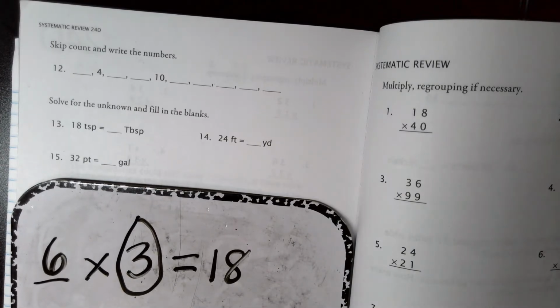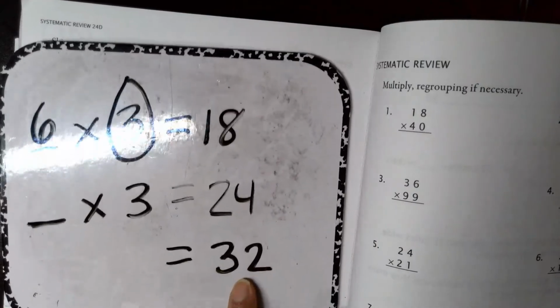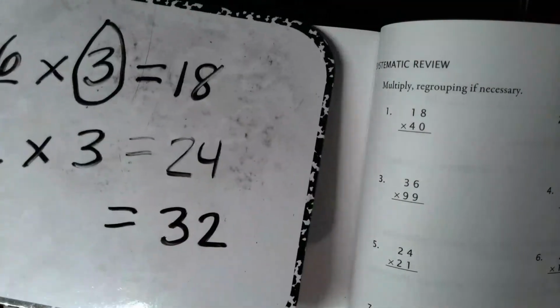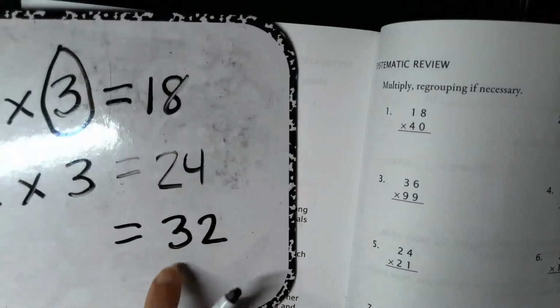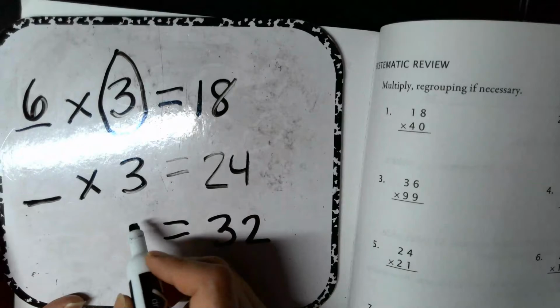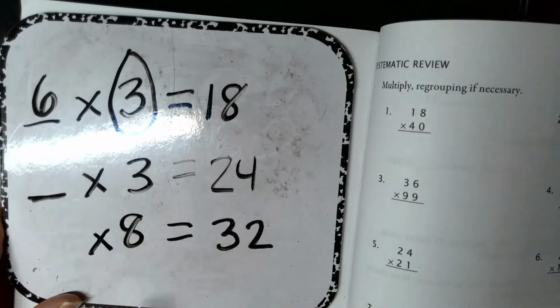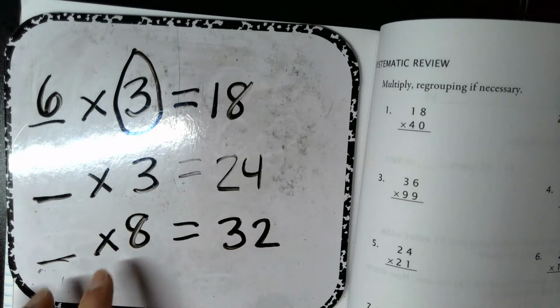And number 15 would be the same thing. We know that pints are the smaller measurement, so the 32 is going to be over here as the equals portion. Since pints are smaller than gallons, that's going to be the equals portion. And then if we find out how many pints are in a gallon, that is 8. So we would put times 8, and then we just leave the blank there so that we can solve. And that's how we would set up those problems. And then we just have to figure out what times 3 equals 24, and what times 8 equals 32.